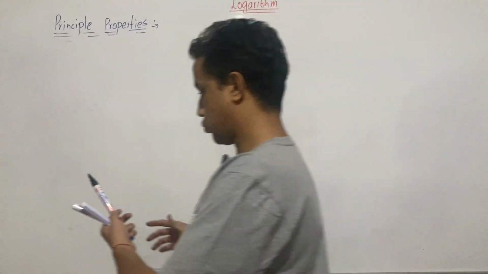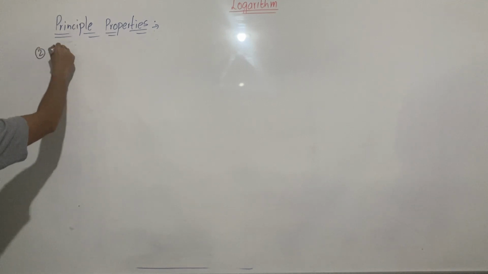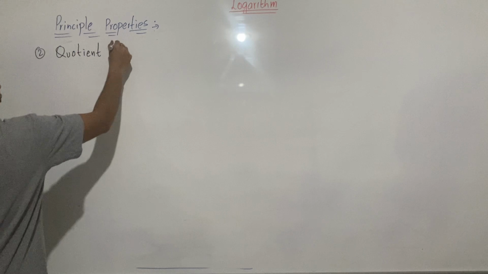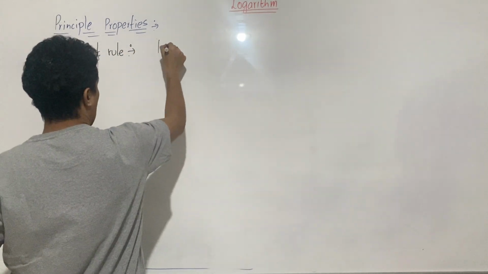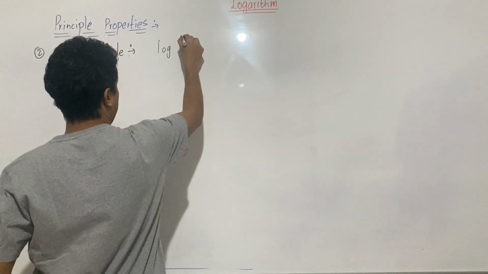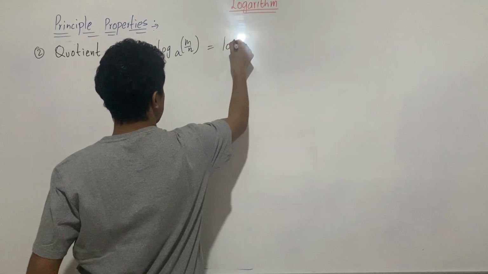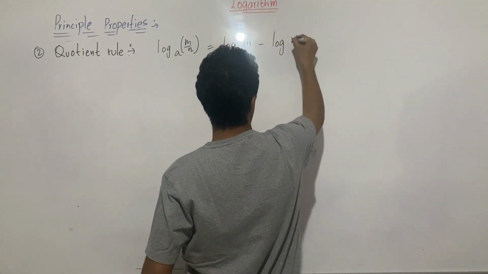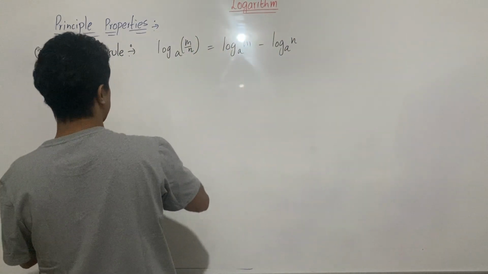All right. So let's do number 2. Property number 2 is the quotient rule. Okay, and it says log m by n to the base a equals log m to the base a minus log n to the base a.